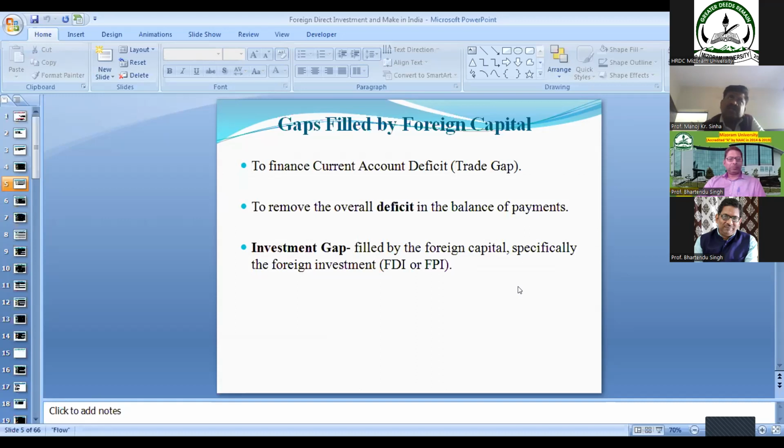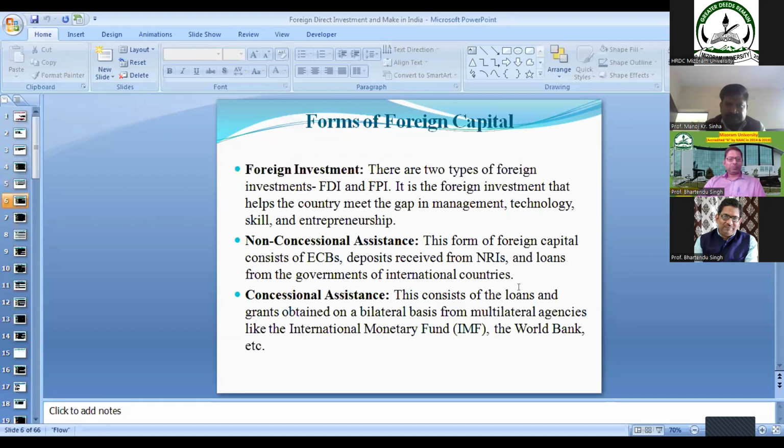In 1991, India faced this crisis, an overall deficit in the balance of payments. Due to that, the Indian economy was liberalized. Another is the investment gap that is required for the purpose of growth. We need funds, foreign capital, in the form of technology, skills, and intellectual property. For that purpose, we also need foreign capital.